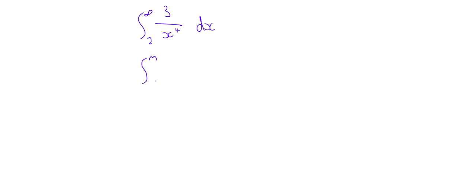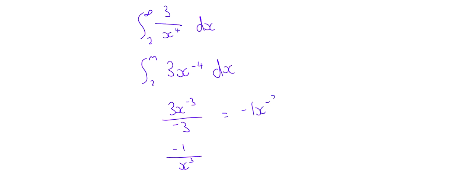M, T, who cares? So I'm going to go between M and 2, and then I'm just going to rewrite this to the -4, because obviously that's how we integrate. All right, so the first thing I'm going to do is actually do my integration. So 3x to the -4: add 1 to the power, divide by the new power. That's nice and easy, and it's going to give us -1 over x cubed. Obviously, this is -1x to the power of -3, which turns into this.